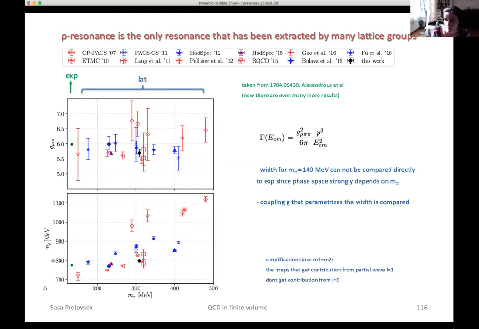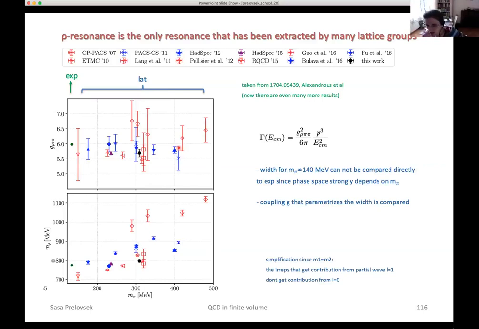What about the width? The width depends on the phase space, and the phase space strongly depends on the mass of the pion. If you don't have a physical pion mass, it makes no sense to compare width to experiments. So what one does is to parameterize the width in terms of a coupling and the phase space, and then the coupling is extracted and compared to experiment. And the coupling is 6 in experiment, and you can see it's close to 6 in any lattice simulation. So I think this problem is solved on the lattice. This is a simple problem, the simplest one.